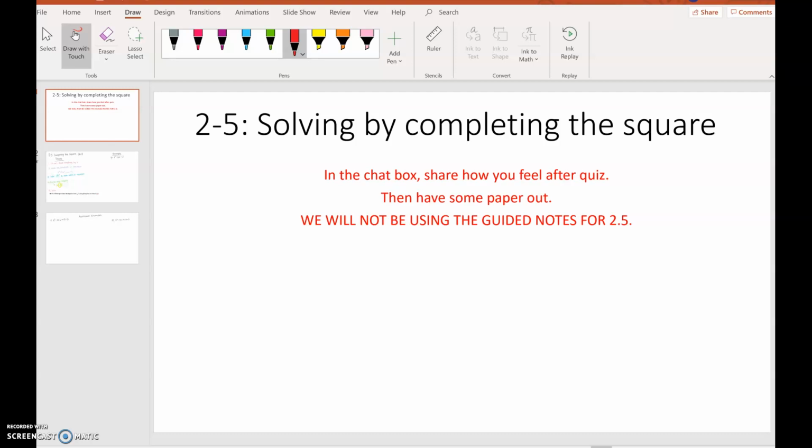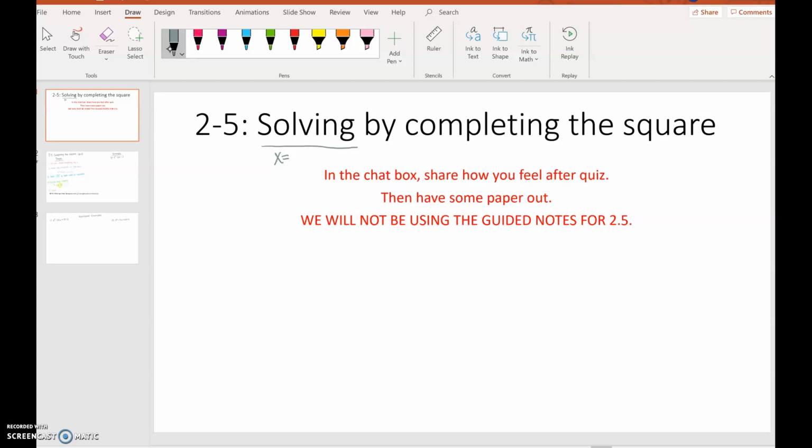But for today's lesson, you do have 2.5. So you had just had your quiz and you have done factoring, vertex form, and standard form. And now we are going to keep going with solving. So remember, solving is when we are looking for the x-intercepts. So we're looking for what actually x is equal to.